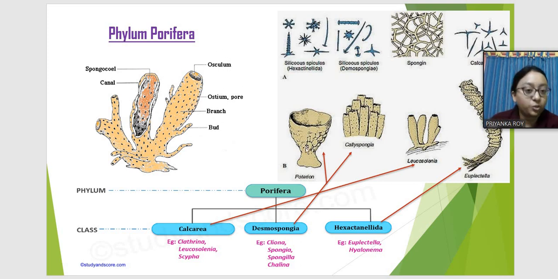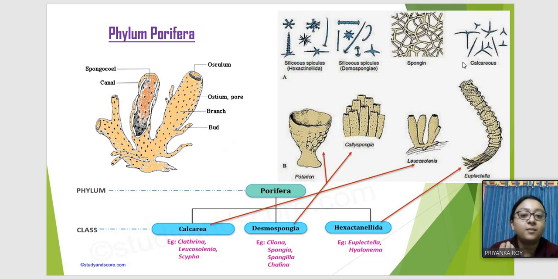So this is the basic structure of a sponge, and these are some examples given according to the division of classes. There is Calcarea, which has spicules. These spicules are inside the body and give it a structure. They are made up of either calcium, therefore called calcareous spicules, or silica, therefore known as siliceous spicules. In Hexactinellida and Demospongiae you can find siliceous spicules, and in Calcarea you will find calcareous spicules. And these are some examples of phylum Porifera.